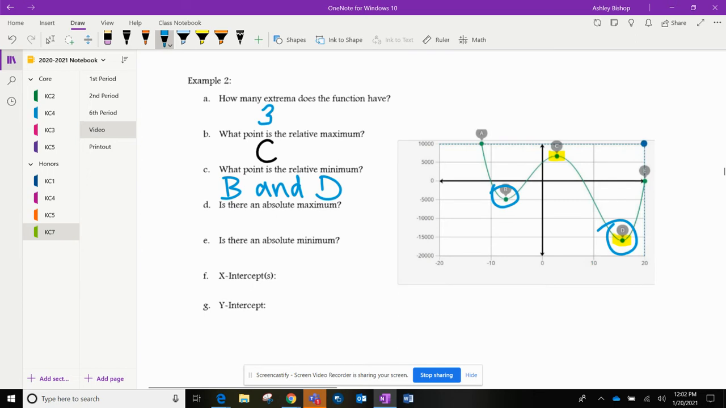Is there an absolute maximum? You need to be careful. Do I have more than one maximum? No, I do not have more than one maximum, so there is not an absolute maximum. So no. Is there an absolute minimum? Well, are there 2 minimums? Yes, one of the 2 minimums needs to be the ultimate lowest. So between my 2 minimums, one of them's B and one of them's D, which one is the lowest? Well, D is the lowest one. Okay? So I hope that makes more sense with an example like this.